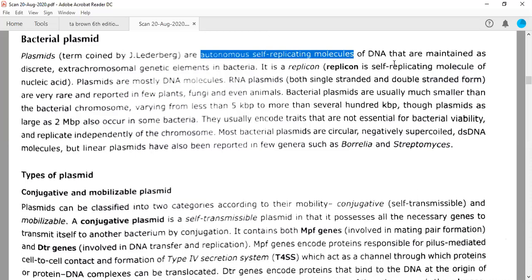Now, replicon is a self-replicating molecule of nucleic acid. So plasmids are mostly DNA molecules. RNA plasmids, single-stranded and double-stranded forms, are very rare and only reported in a few plants, fungi, and even some animals. So RNA plasmids are also found, but generally bacteria have DNA plasmids, which are double-stranded DNA in nature. Bacterial plasmids are usually much smaller than the bacterial chromosome. Size can vary from less than 5 kb to up to several hundred kilobase pairs.